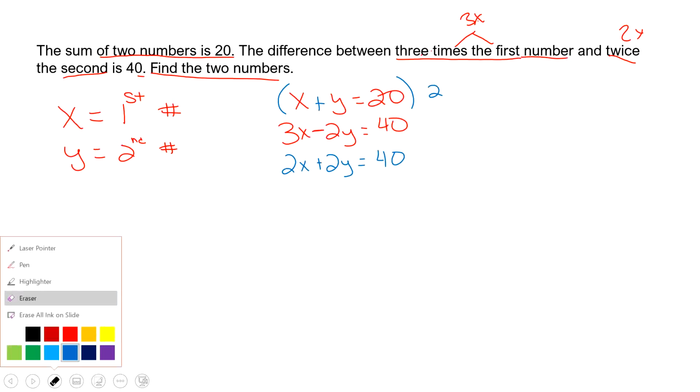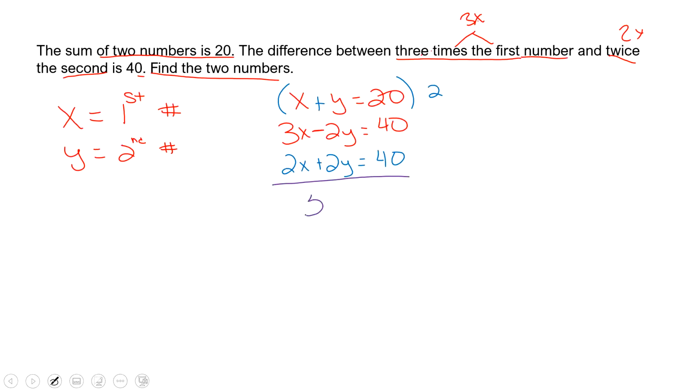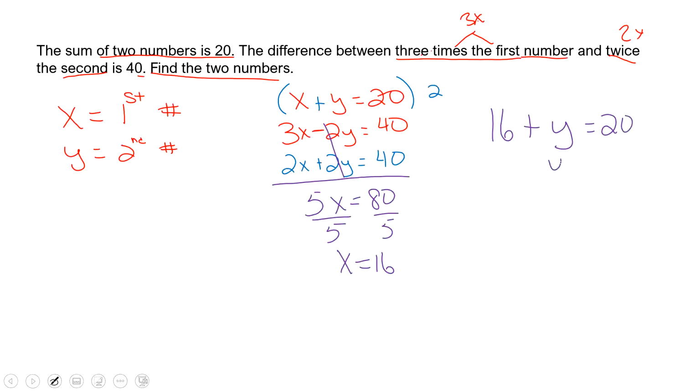Now we just add our equations together like we have always done. We end up with 5x. The negative 2y, positive 2y go away. I'm left with 80. Divide by 5. X equals 16. Plug that back into our first equation. 16 plus y equals 20. So y equals 4. For one last check, I'm going to plug these both into the middle equation.